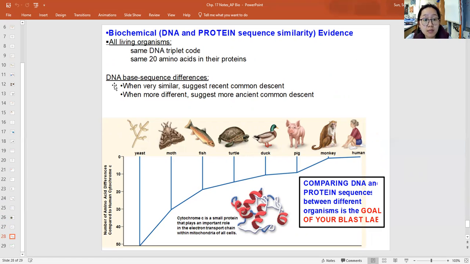And then when they're really different, that means that there was a more ancient common descent, or that common ancestor existed many, many years ago compared to, maybe 45 million years ago instead of just 5 million years ago. And it means that there was a common ancestor because there are some similarities, but there are also just more differences. So that's what we did in the BLAST lab.